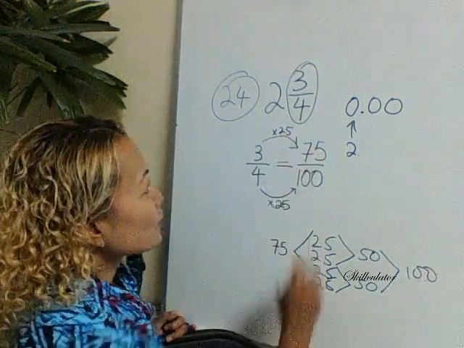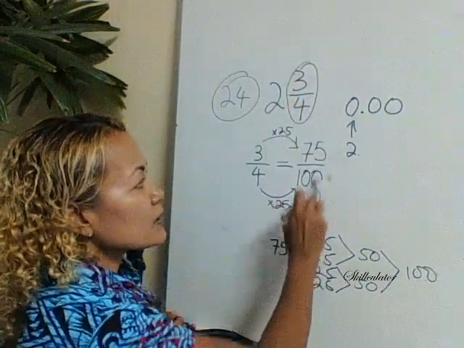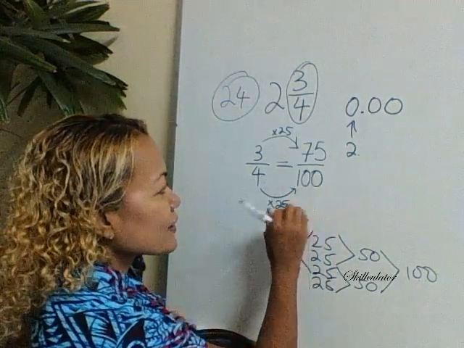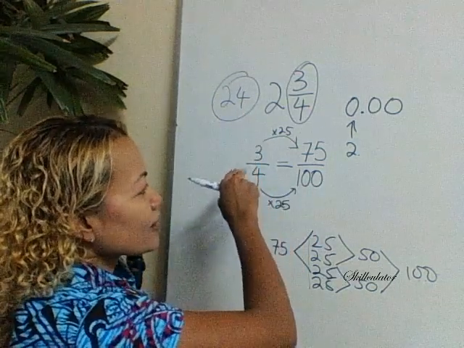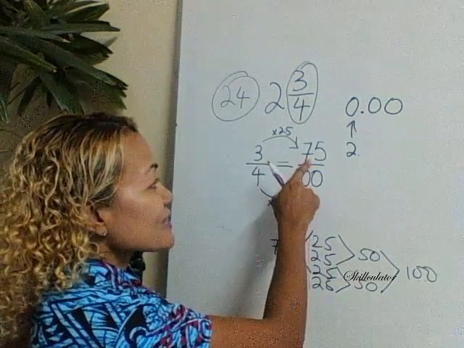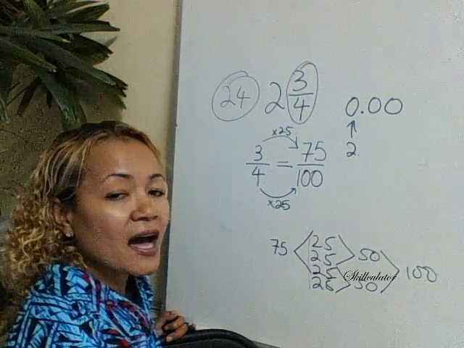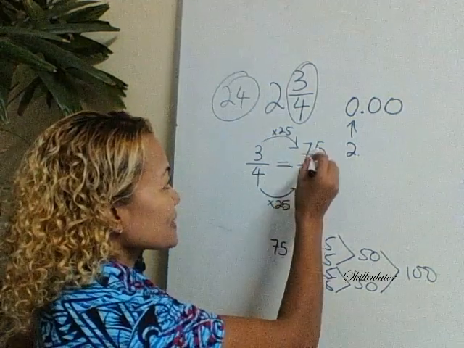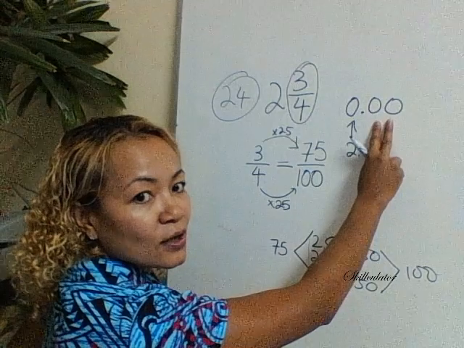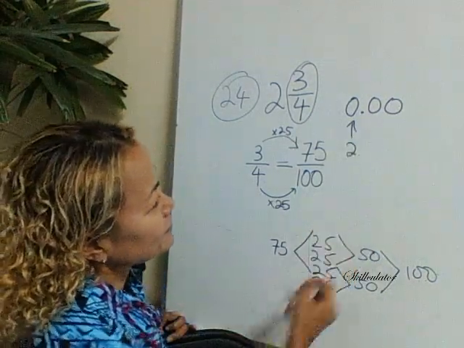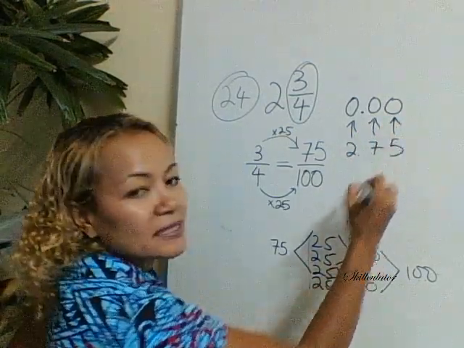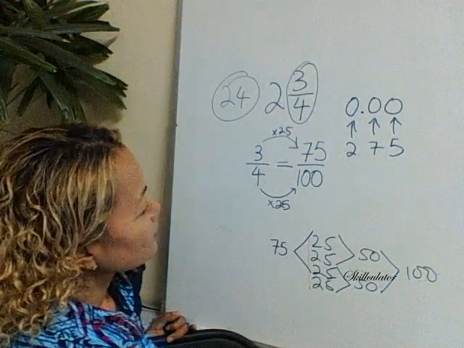Okay, so now we know 3 over 4 is also equal to 75 over 100. So if we think of this like we've been thinking of, say, 1 over 10 is 1/10, then 75 over 100 is 75 hundredths, which means this 75 slides straight into these two columns. The 7 goes here, and the 5 goes here.